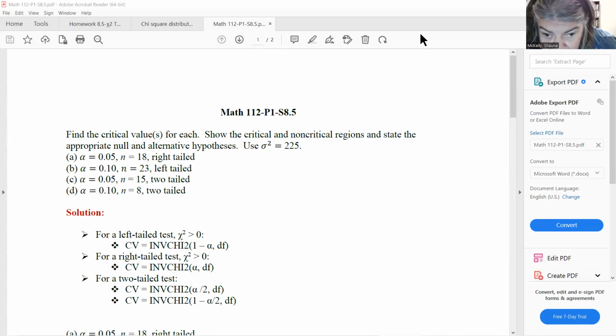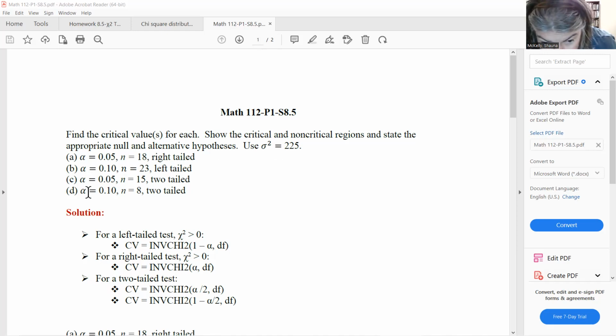Okay, so as I mentioned here, problem 1 is talking about finding the critical value or values for each. Show the critical and non-critical regions and state the appropriate null and alternative hypotheses. So we're not doing a full-blown hypothesis test, but basically we're doing steps 1 and 2 here, just for you to practice the format. Use the fact that sigma squared, that's the variance of the population, okay? Sigma squared is equal to 225.